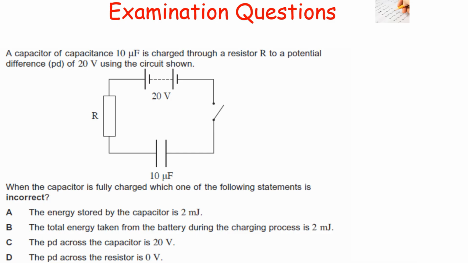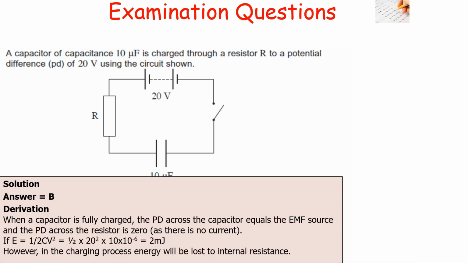Right, our answer here is going to be B, because when a capacitor is fully charged, the potential difference across the capacitor equals the EMF of the source, and the potential difference across the resistor is going to be 0, because there's no current going through the circuit, because the capacitor is fully charged, it's holding all the charge.